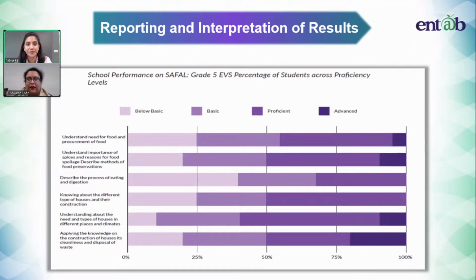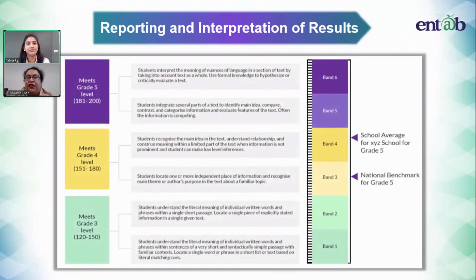fail a student. Next, this report is divided into performance bands, each representing a range of reading proficiency scores and corresponding grade level expectations, as can be seen in this sample report. So, as per this report, school XYZ falls under band 4, whereas the national benchmark for grade 5 is band 3. In addition, CBSE also prepares consolidated reports region wise, even for states and districts as well.